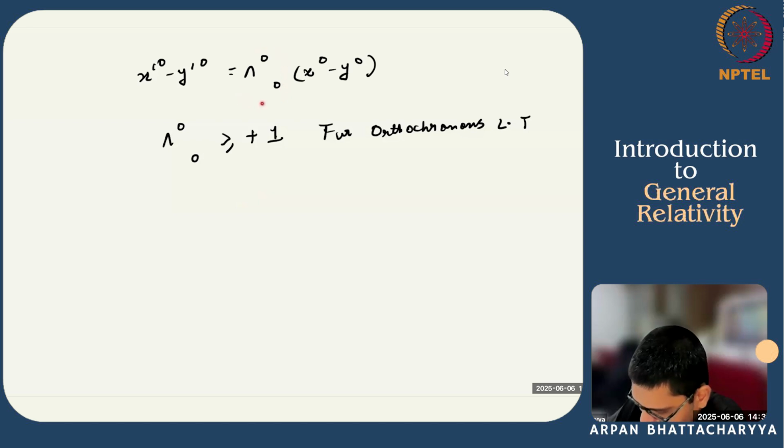So if this is greater than 0, that means some positive number is multiplying this thing. If x0 minus y0 is positive, then x prime 0 minus y prime 0 will be positive. If it is negative, it will remain negative. So the sign of x prime 0 minus y prime 0 is the same as the sign of x0 minus y0, and hence the proof.